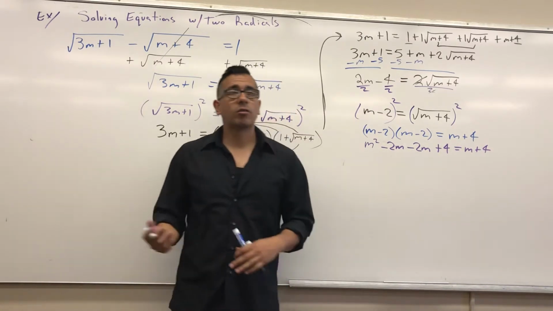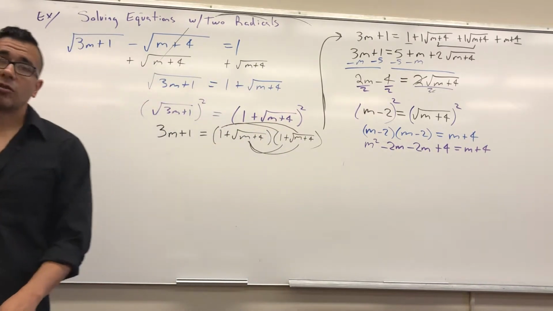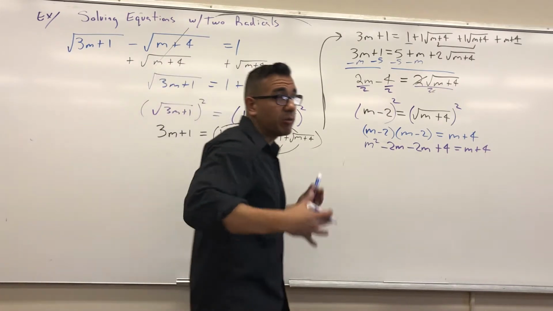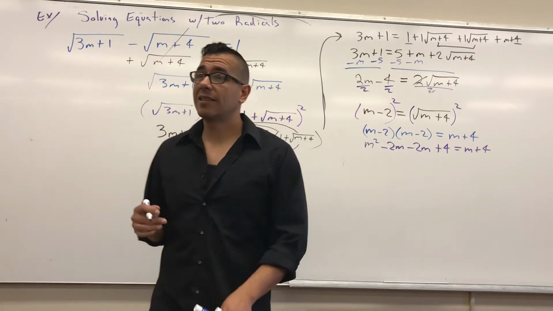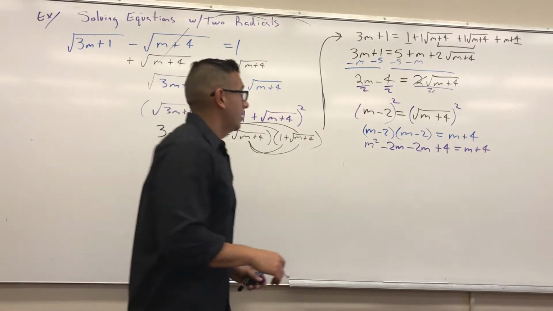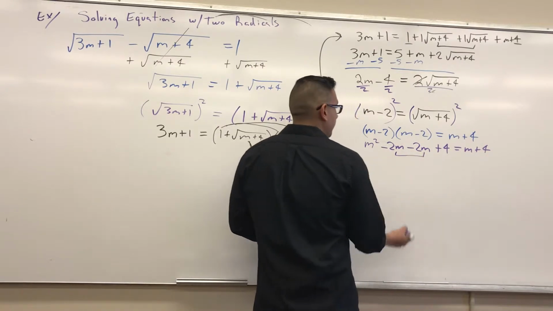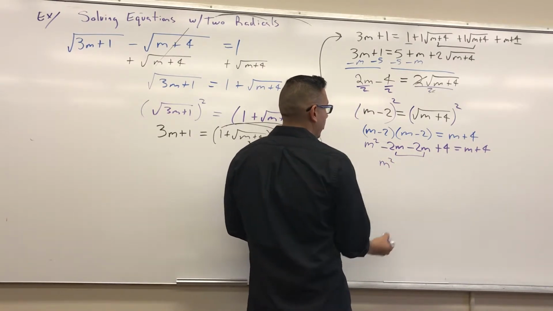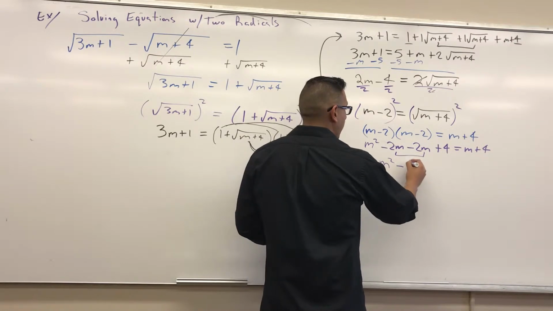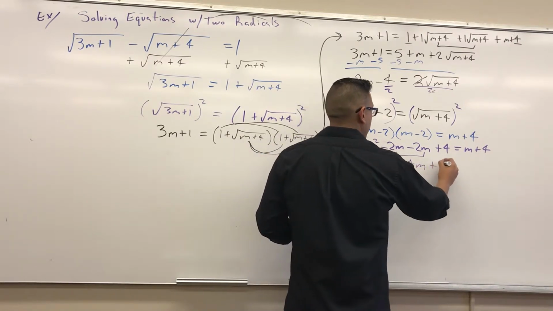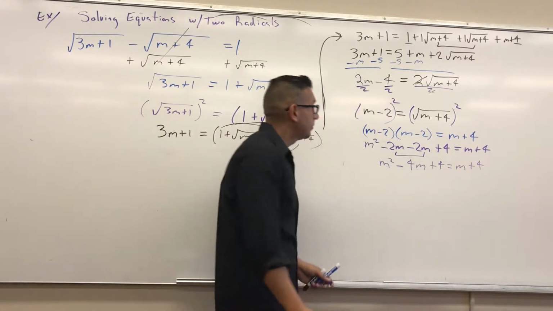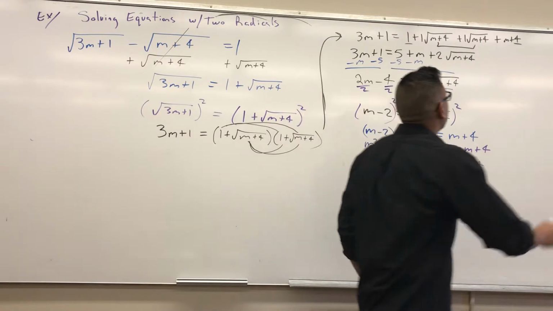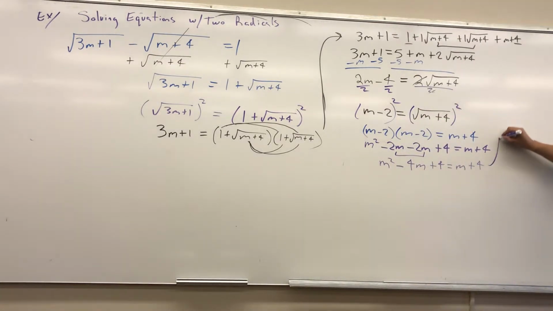Is this linear or is it quadratic? It's quadratic. So when it's quadratic, we generally what? Set it equal to 0, right? So we need to set this equal to 0. So I'm going to combine my like terms here. So I'm going to get m squared minus 4m plus 4 equals m plus 4. And then let me write this a little higher in my next step.